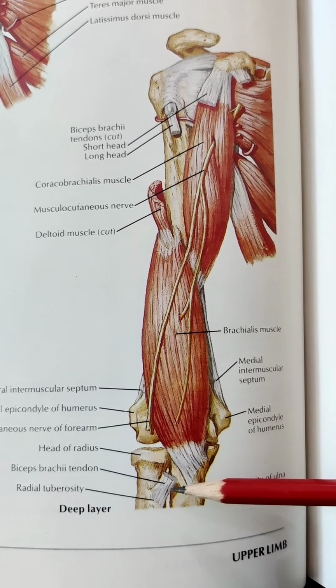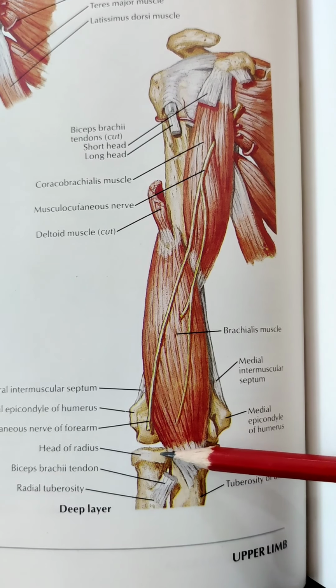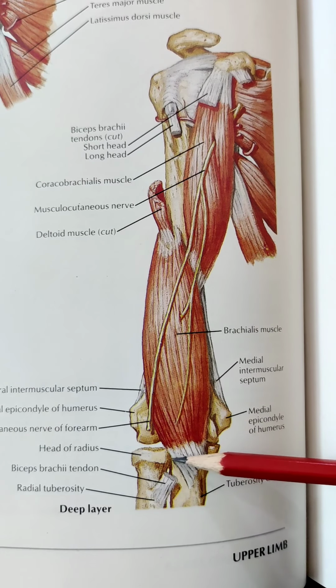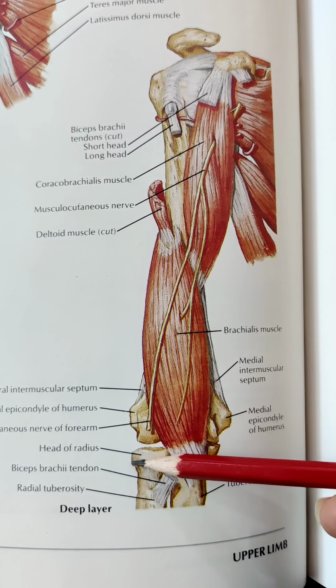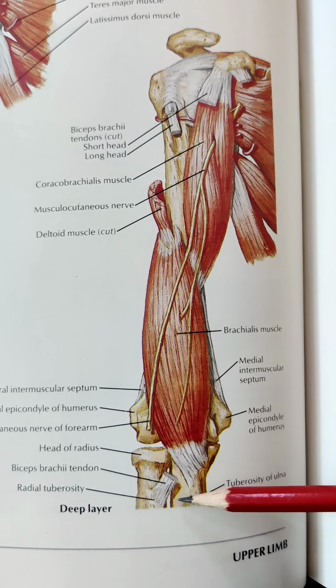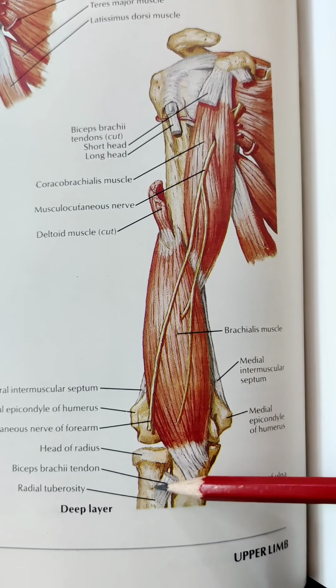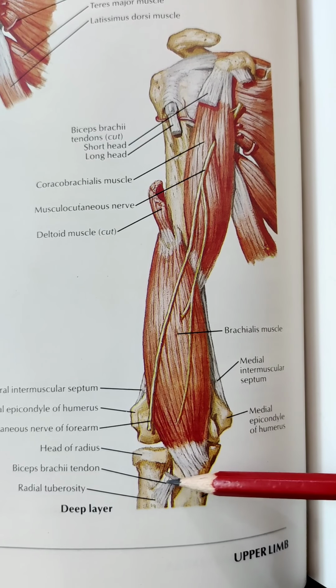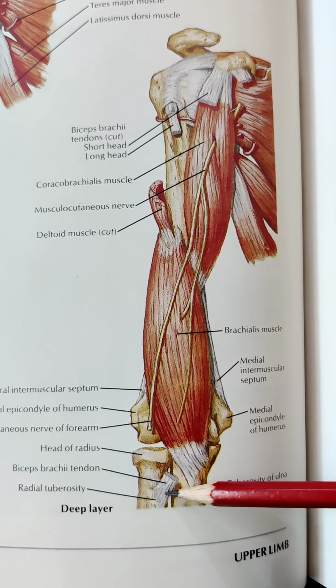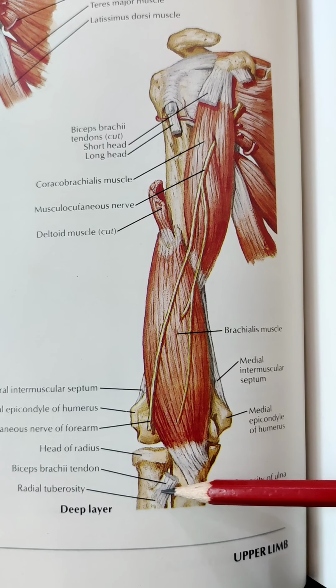So you can see it better in this view. This is the radius. Now these are the bones of the forearm, which we'll talk about in detail later. But on the lateral side, you have a bone known as the radius, and this here is the medial bone, which is the ulna. So on the radius there is a tuberosity known as the radial tuberosity, and here you can see the insertion of the biceps brachii. So this is the main insertion of the biceps brachii into the radial tuberosity.